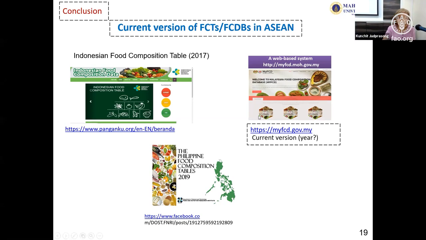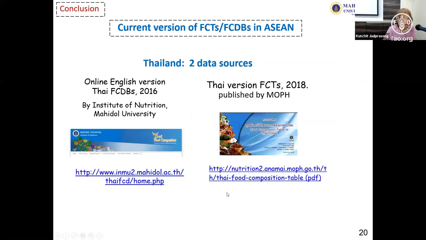These are the current versions of the food composition table and database in Indonesia, Malaysia, and the Philippines. And they also have an online food composition database. And this is the current version of the food composition table in Thailand. We have two data sources. In 2016 we developed the online version of the Thai food composition database, and in 2018 the Thai version of the food composition table published by the Ministry of Public Health also developed its database online.